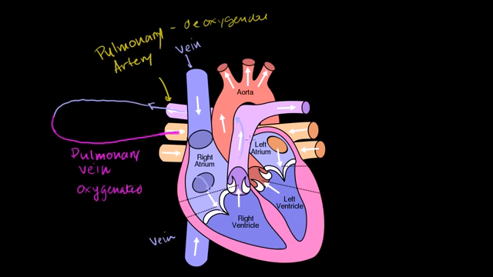And then it flows into your left atrium. Now the left atrium, once again, from our point of view, is on the right-hand side, but from the dude looking at us, it's his left-hand side. So it goes into the left atrium.